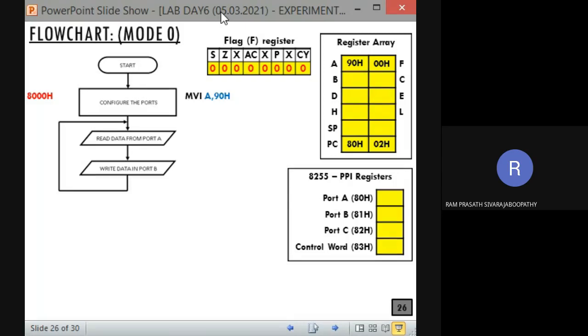Fine. Next, where should this be written? Where must the control word be written? The 90H, where should it be written? In the control word register. What about the address of the control word register? 83. Correct? Write the control word to the control word register. For that, what do we have to write? To write to an IO device, what instruction?